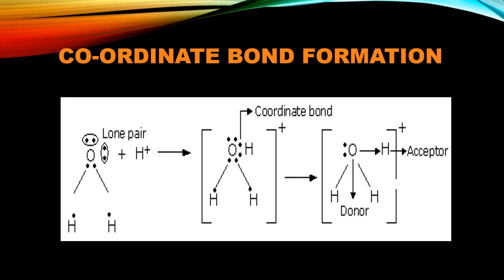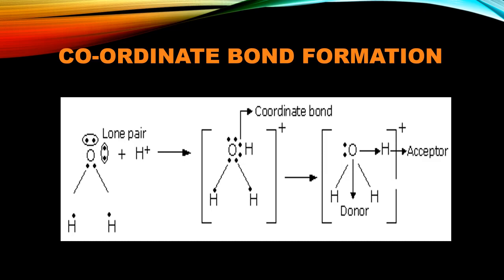Coordinate bond formation with water molecule. Here water reacts with a proton, H plus ion, and gives out H3O plus, making a coordinate bond. Hydrogen has 1 valence electron and oxygen has 6 valence electrons, but it has 3 pairs. The 6 valence electrons are converted into 3 pairs of electrons, that is, lone pairs. Then 1 pair is shared with the proton, that is H, and it makes an H3O plus ion. This is making a coordinate bond.